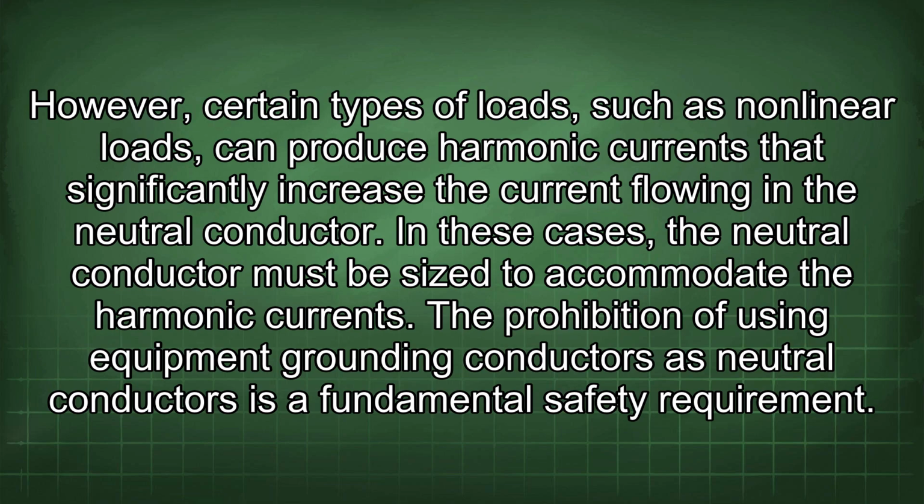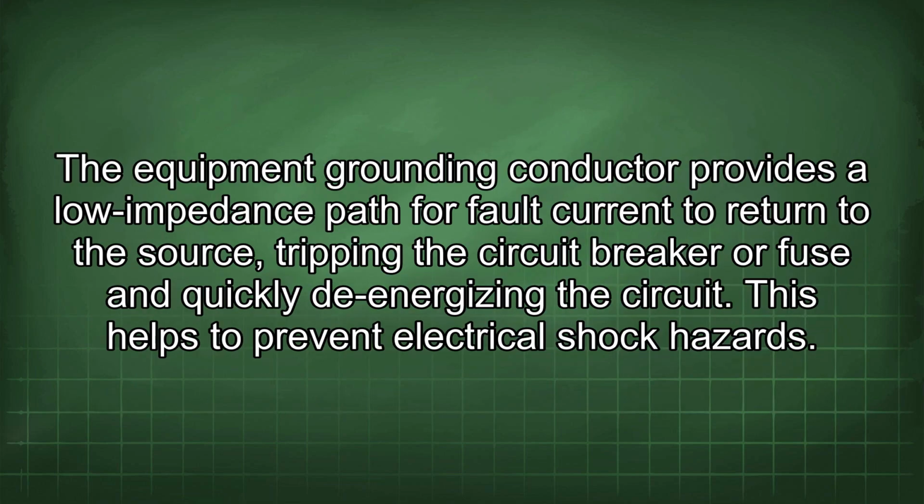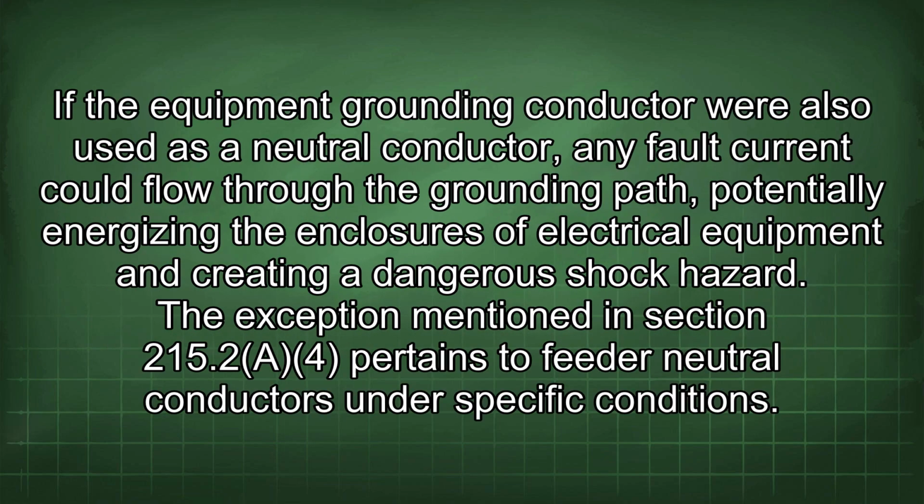The prohibition of using equipment grounding conductors as neutral conductors is a fundamental safety requirement. The equipment grounding conductor provides a low impedance path for fault current to return to the source, tripping the circuit breaker or fuse and quickly de-energizing the circuit. This helps to prevent electrical shock hazards. If the equipment grounding conductor were also used as a neutral conductor, any fault current could flow through the grounding path, potentially energizing the enclosures of electrical equipment and creating a dangerous shock hazard.